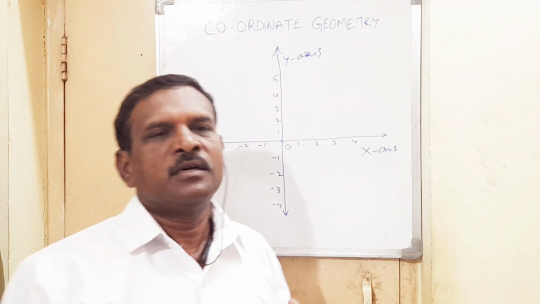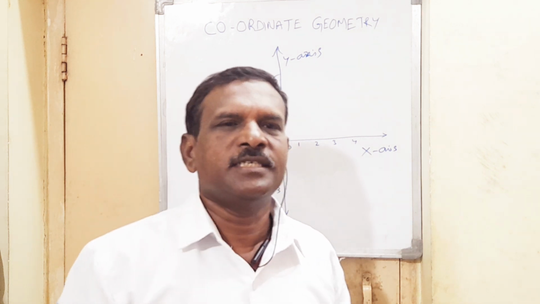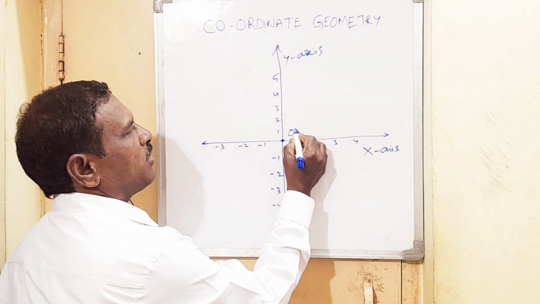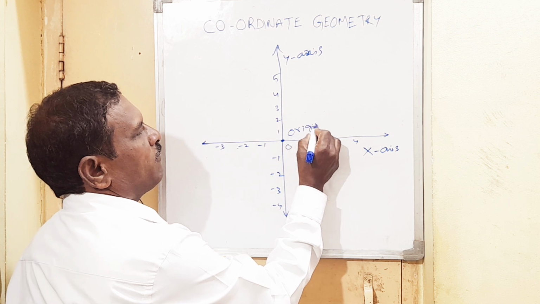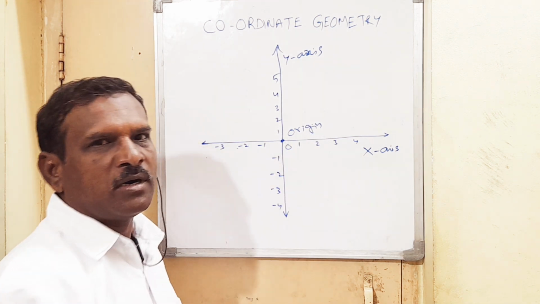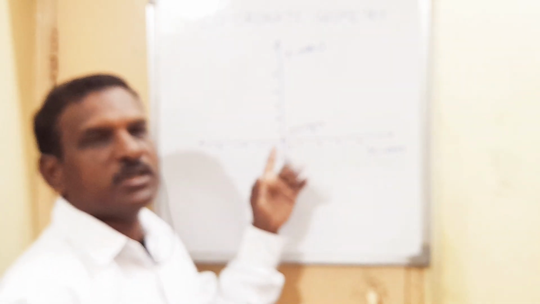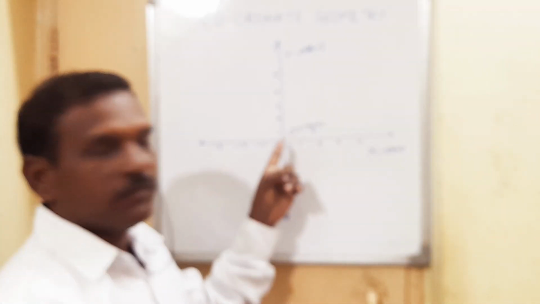If you draw the x-axis and y-axis in the plane, the point where these two intersect is called the origin. On the x-axis it is 0 and on the y-axis also it is 0. So 0 and 0, where they intersect, is called the origin.